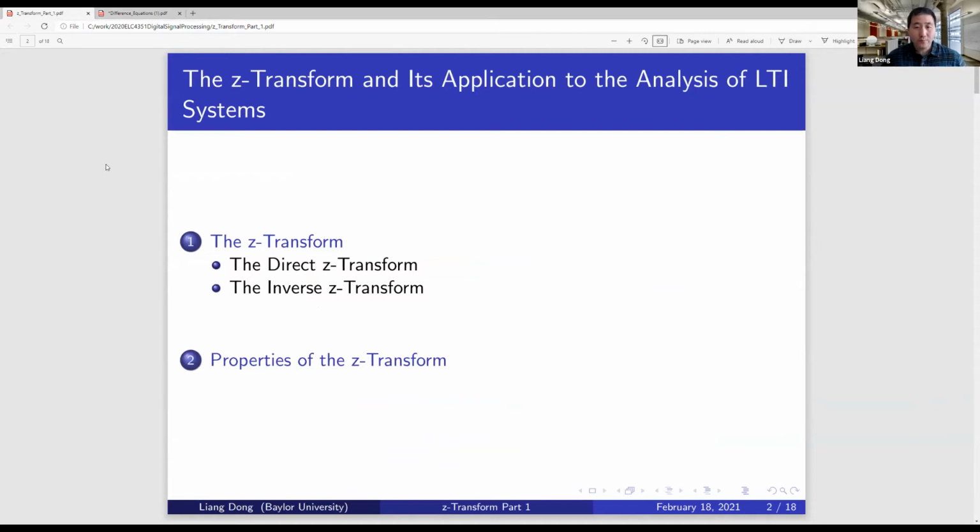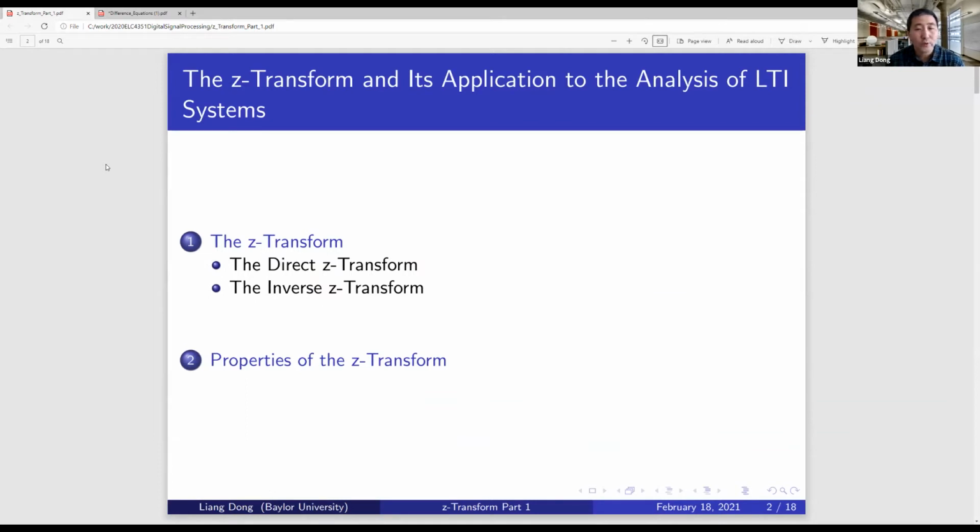Now, Z-transform is a very powerful mathematical tool for discrete digital signal processing. It's for discrete time signal systems. Z-transform is a companion part of the Laplace transform from the analog world. In the analog world, we have the Laplace transform. In digital signal processing, we have the Z-transform.